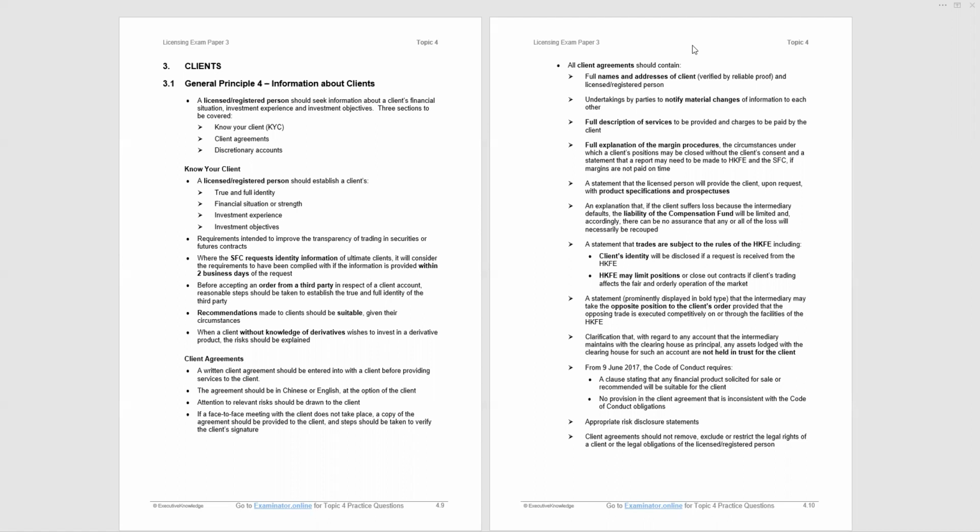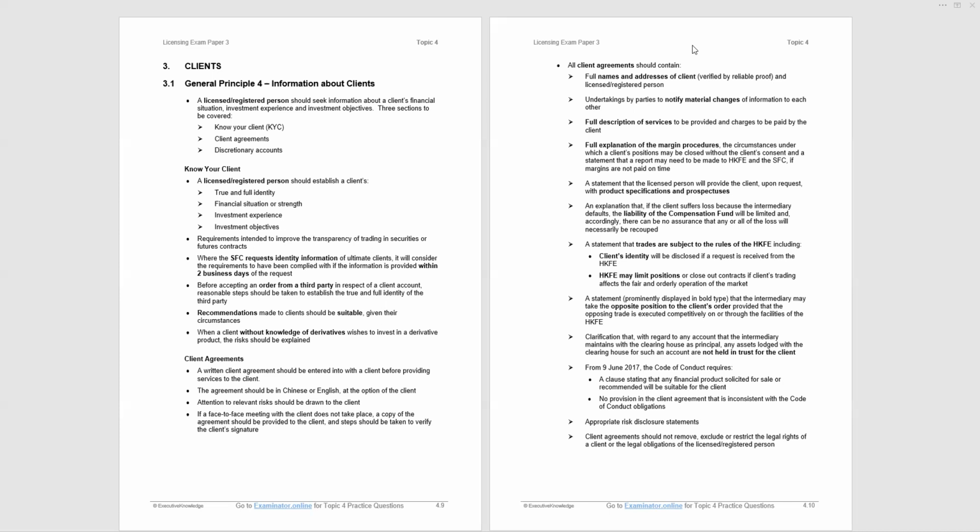Then next point, a statement prominently displayed in bold type that the intermediary may take the opposite position to the client's order, provided the opposing trade is executed competitively on or through facilities of the futures exchange. Again, very specific point with regard to futures client agreements.